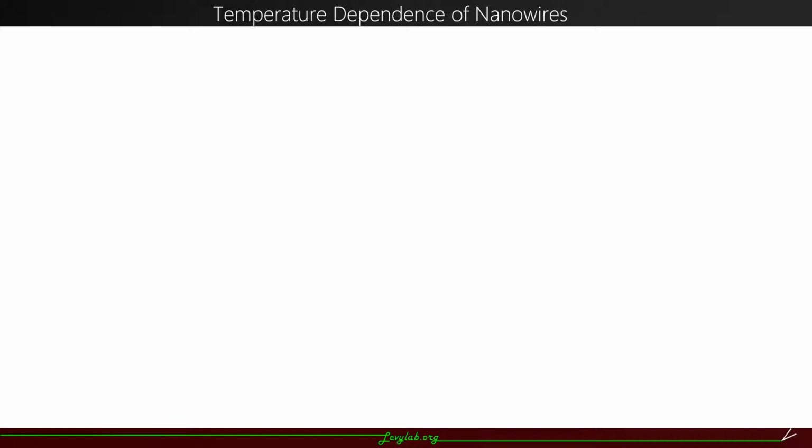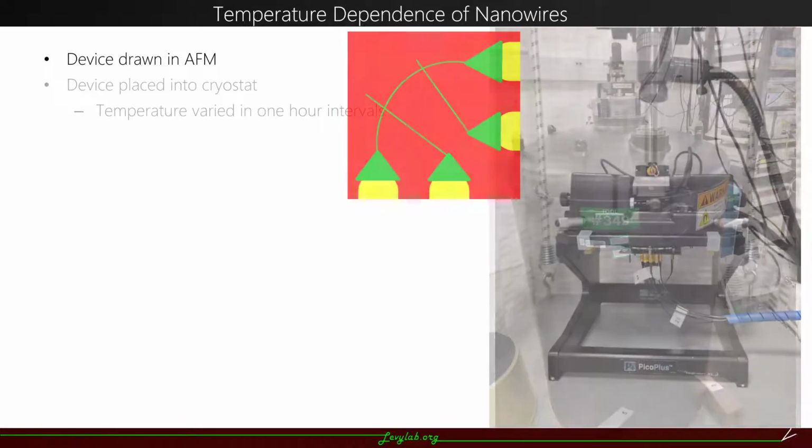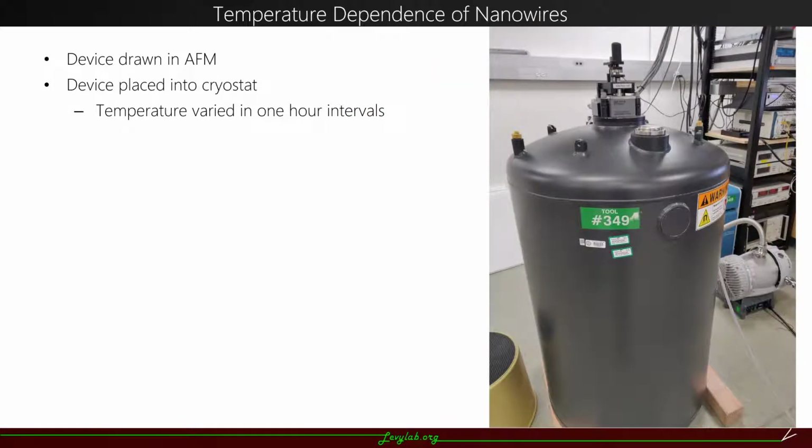So how are we going to test this? We begin by drawing a device in the AFM. I'm drawing just a simple 4-terminal wire used to measure the conductance of the sample, and we then place this device into a cryostat. And it's worth noting that when we place it in the cryostat, we do not actually purge the cryostat. So the air that is in there when we insert the sample is the air that is in there for the entire test.